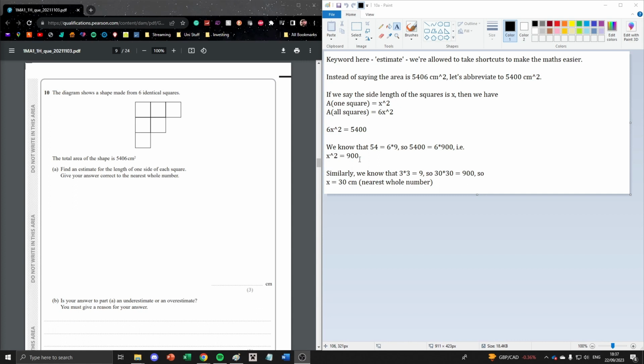Now obviously, another way you could look at this is that because 5,406 is a multiple of 6 also, you divide that by 6 and you get 901, and you think to yourself, well, I can now abbreviate that 901, the value of x squared, to just be 900, and also get 30. Either of those ways are equally valid.